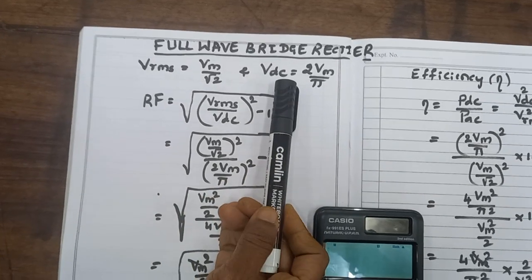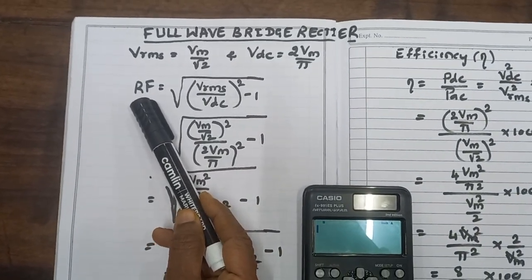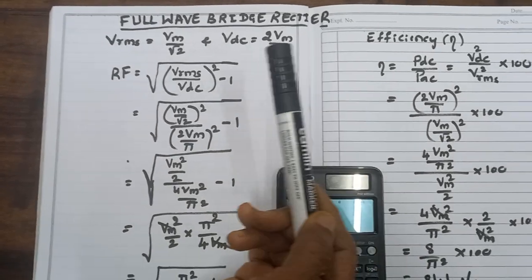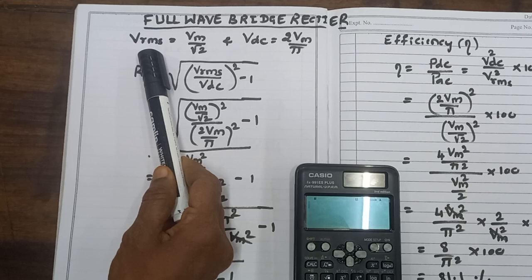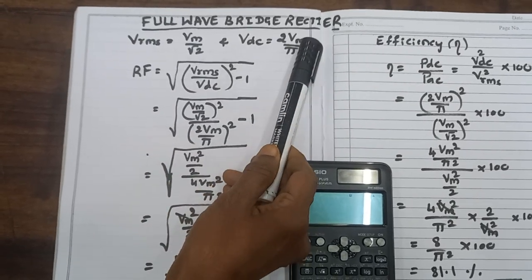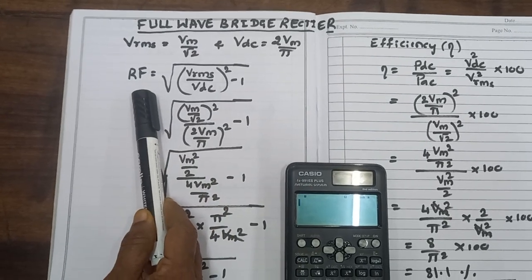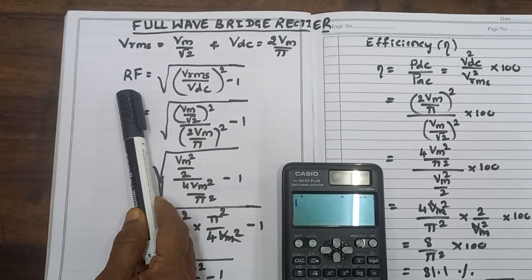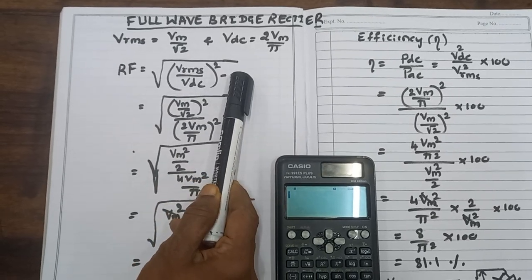In full wave rectifier, I am going to show you how to calculate the value of ripple factor, efficiency and PIV. In full wave bridge rectifier, the value of VRMS is Vm by root 2 and the value of VDC is 2 Vm by pi. So substitute these two values in a ripple factor formula.